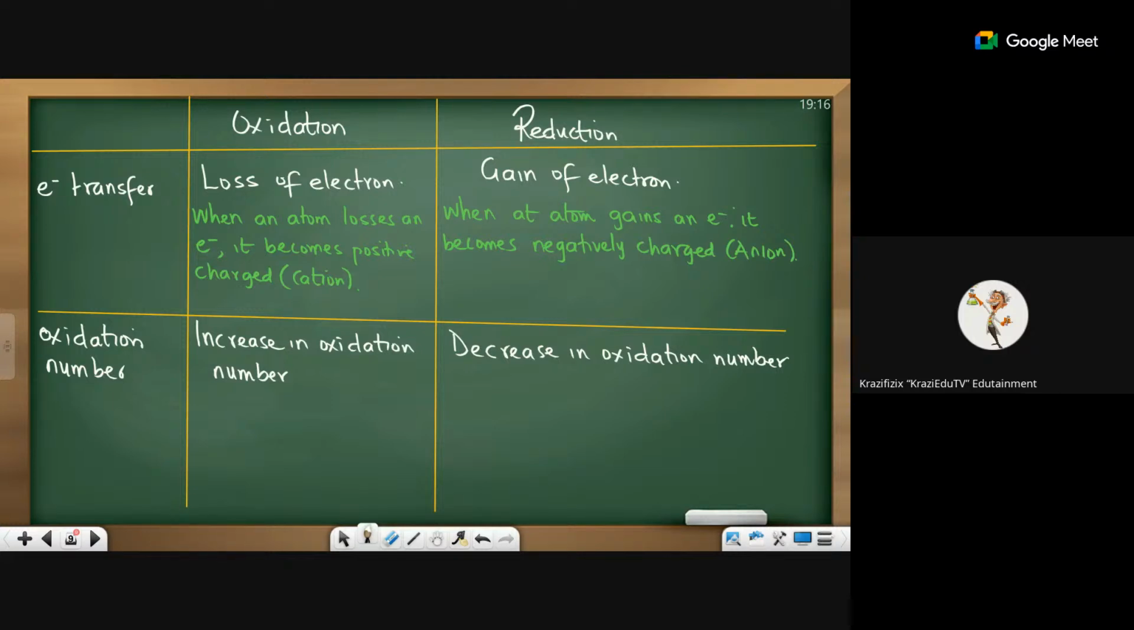Now we're going to look at a few examples and try to see how this works. And then we define a type of reaction, and that reaction will be called a redox reaction. So we're going to see different types of reaction.